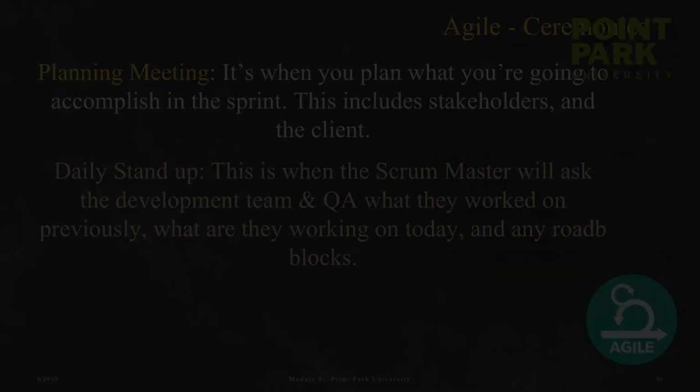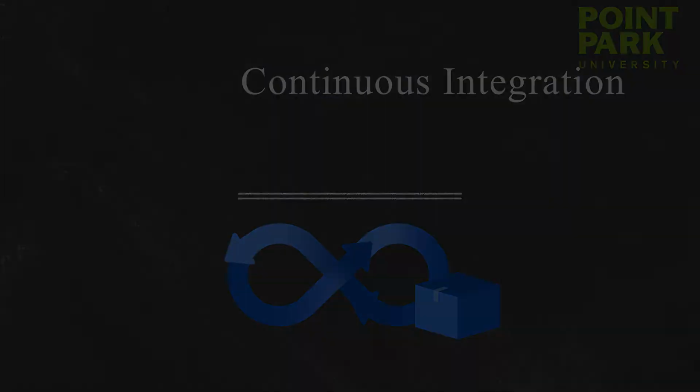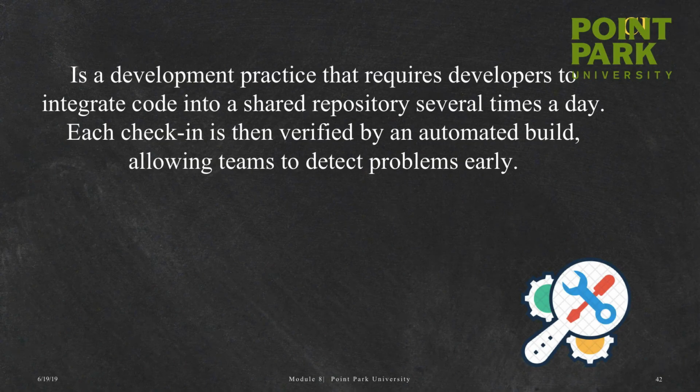All right, so let's talk about continuous integration. It's a development practice that requires developers to integrate their code into a shared repository several times a day. Each check-in is verified by an automatic build. Now, this is only if you have an automatic build set up, such as Jenkins or TeamCity.